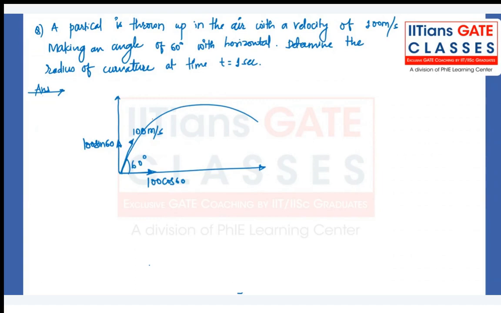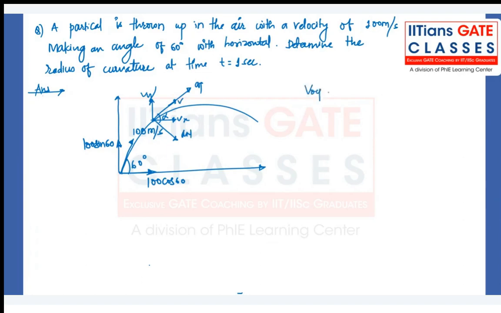So let's say after 1 second, maybe the particle is somewhere here, right? And let's say this is the direction of velocity, and Vx, Vy, and here the angle will be something different, maybe alpha. Here the tangential component of the acceleration may be like this. Normal acceleration is perpendicular, somewhere like this. So this is just to explain how the figure will look after 1 second.